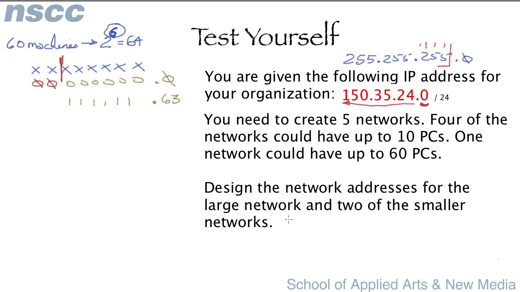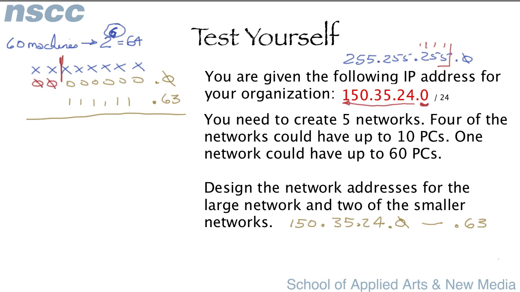So the very first network is 150.35.24.0, which is the network address. The broadcast address is .63. We could set a gateway that was, say, .62 and hosts which were anywhere between 1 and 62. That'll be the first network.